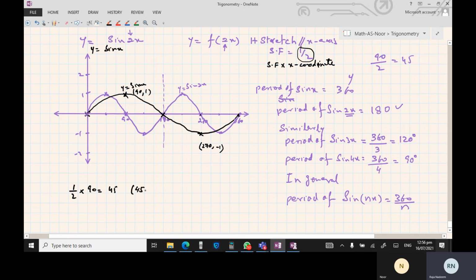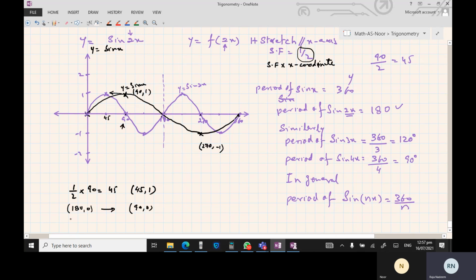Then the y coordinate would remain the same, and the point becomes this one. So we have moved the x coordinate to 45 degrees. Is it clear? If you take all the points, the next point is 180, 0. After horizontal stretch it becomes 90 and 0.